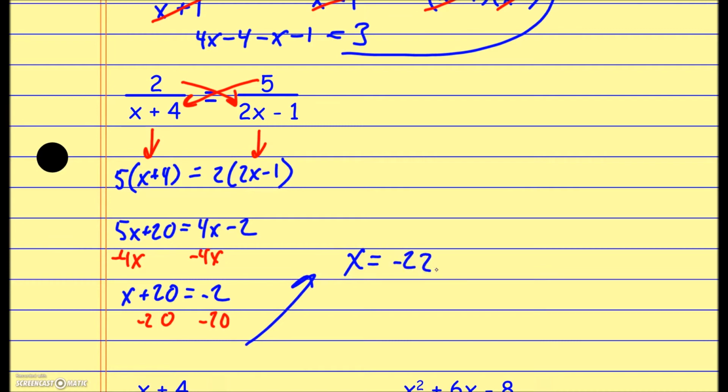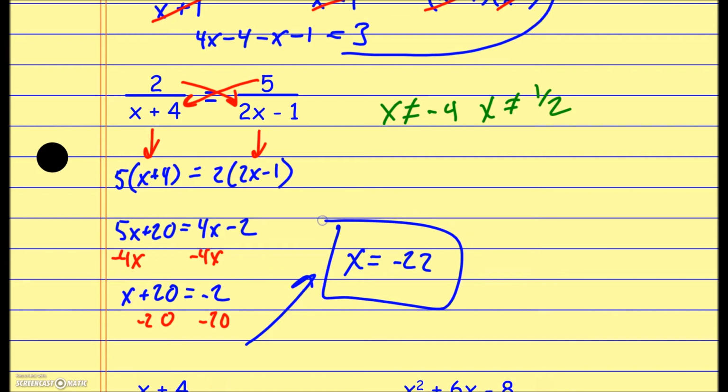But just like in my last couple examples, I still have to think about my domain restrictions here. For this one, I get two separate domain restrictions. That first denominator gives me a domain restriction. It would tell me that x cannot equal a negative 4. The second denominator, if I were to set that equal to 0 and solve, would tell me that x cannot equal a positive 1/2. And when I look at these, neither of these is going to cause me any issues, because x equals negative 22 is not one of the domain restrictions. So again, that's the one thing I have to check. I have to make sure I get a valid x value, an x value that I'm allowed to use. Okay?